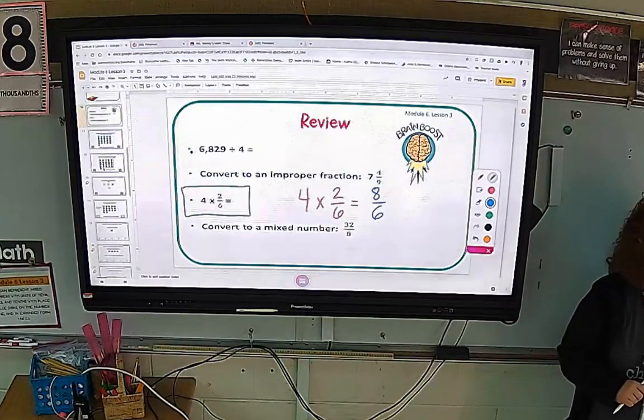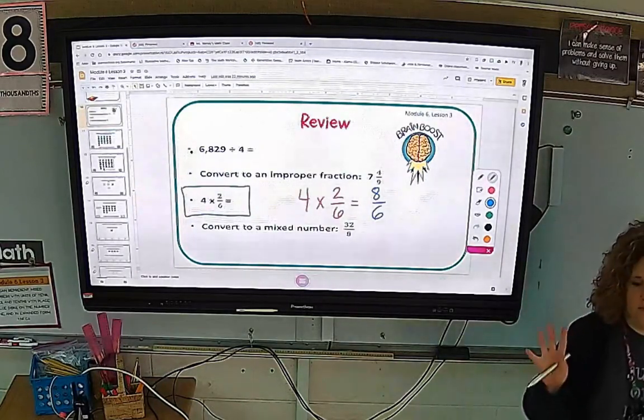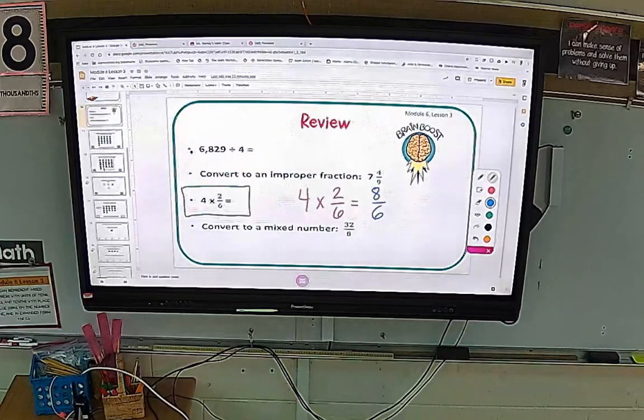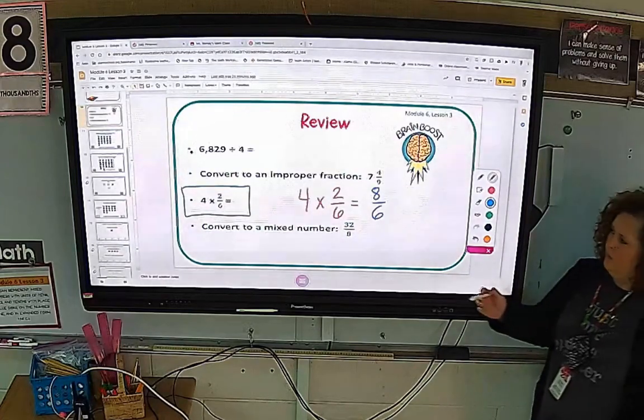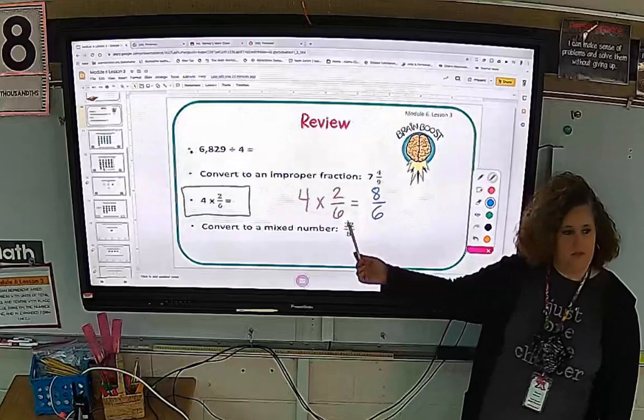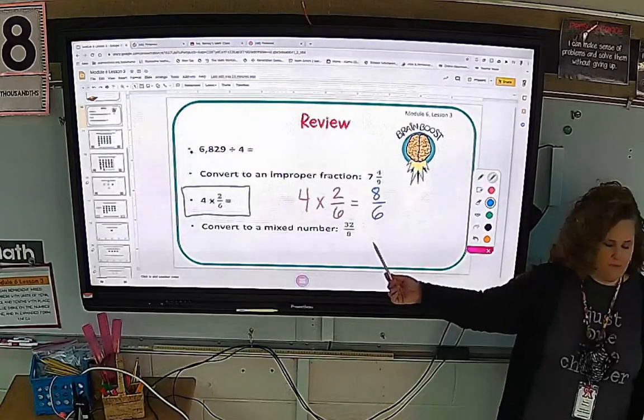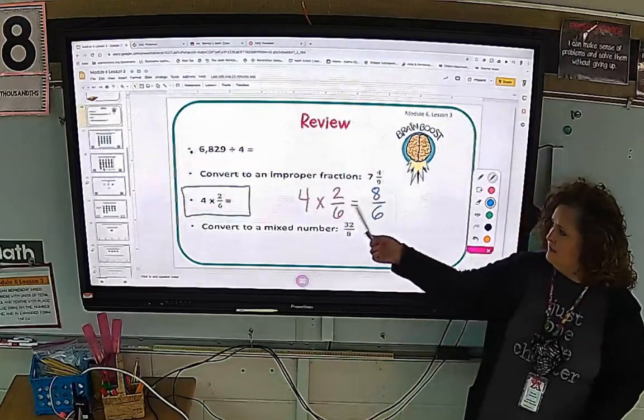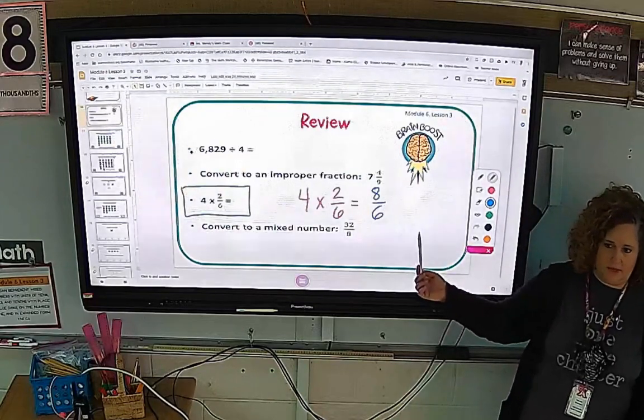No. And I kept seeing the number 24 on several boards, and it made me wonder, because 4 times 6 is 24, where are we getting that? Because we shouldn't be seeing a 24 on your board. Okay? When we are multiplying a fraction by the whole number, we don't change the denominator. It stays the same. 4 times 2 is 8. Just bring over your same denominator.